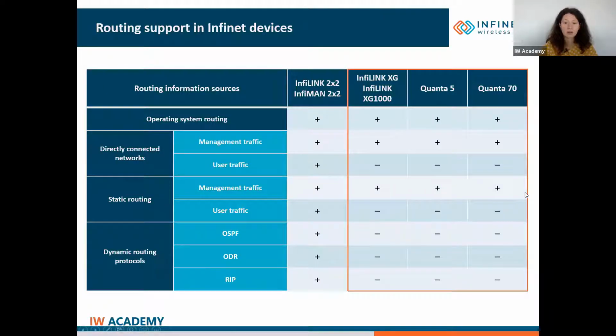The other product lines, the Infinix XG, Quanta 5 and Quanta 7T, are especially designed for backhauling and transmitting packets at high speeds, so higher layer protocols like IP are not analyzed for the user traffic. They work only in switching mode for the user traffic, but you can assign IPs for management and configure static routing as well for ensuring a proper remote management of the units.